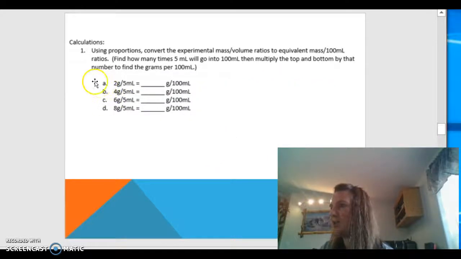Then you need to use proportions to convert 2 grams in 5 mL into what would be proportionate if you had 100 mL. You take 100 divided by 5, which gives you 20, that's your ratio, so you multiply the top and the bottom by 20. 20 times 2 is 40, and 20 times 5 is 100. So you would have 40 grams per 100 mL, which is the equivalent of 2 grams per 5 mL. You're going to do that for all 4 of your samples.